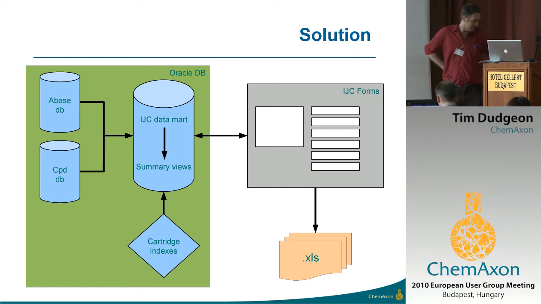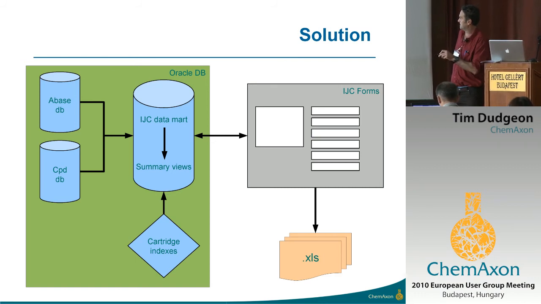Starting on the left, they're starting with the activity-based database and the compound database. And that information was extracted using some Oracle materialized views into what we term the IJC data mart. So as part of this extraction process, there's a lot of transformation of the data. The data was being heavily pivoted and things like that in order to make it more amenable for reporting.